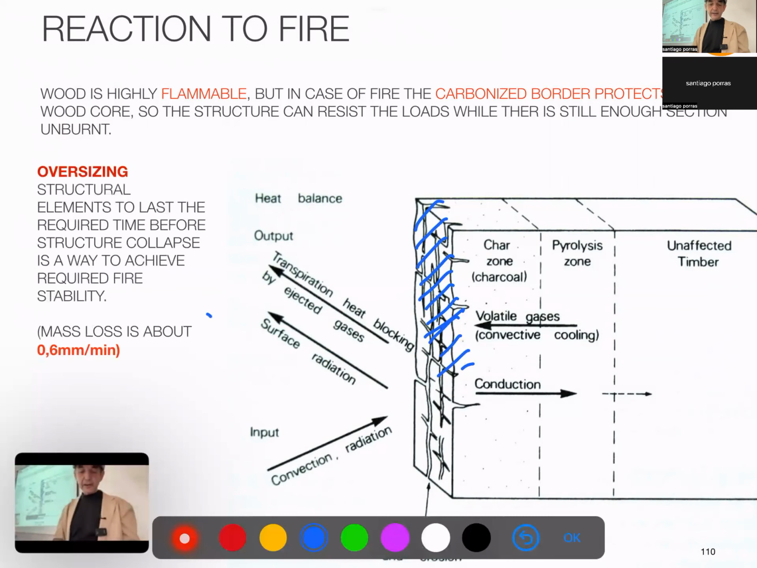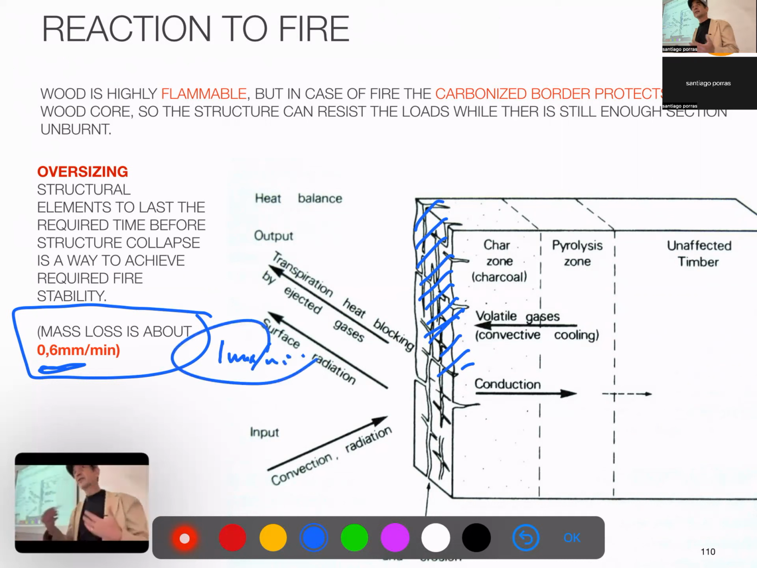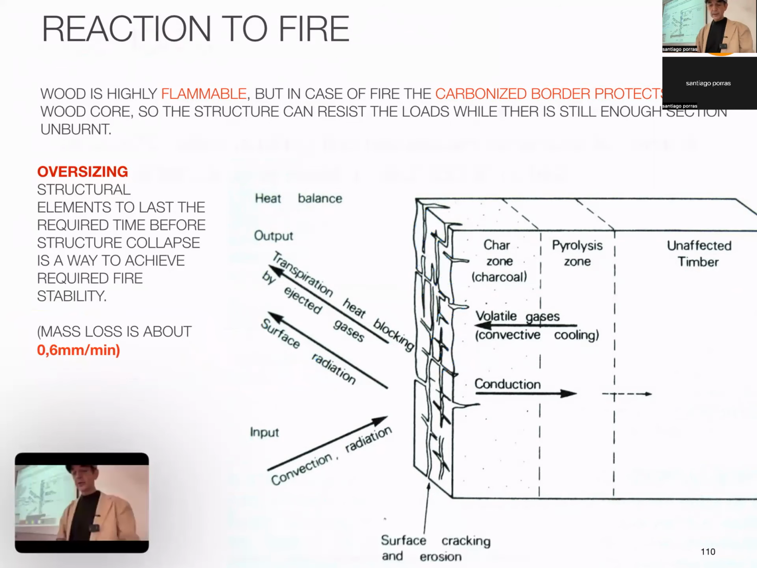So we can calculate about a loss of 0.6 millimeter per minute. Again, this depends on the timber. Speaking of standard dense timber, right? You can simplify to 1 millimeter per minute, right? Which is much easier to memorize, and it's safer. And just given that exercise, we know that after 1 hour of burning or 2 hours, we still have the section we need for the structure to be strong.